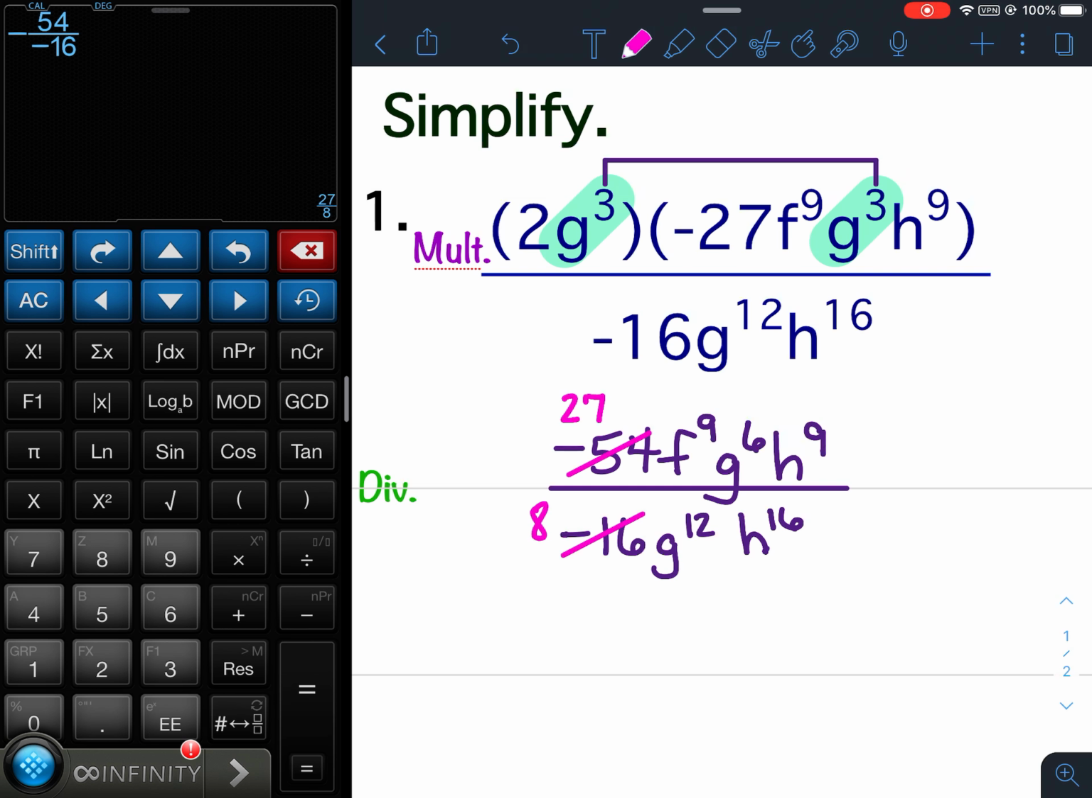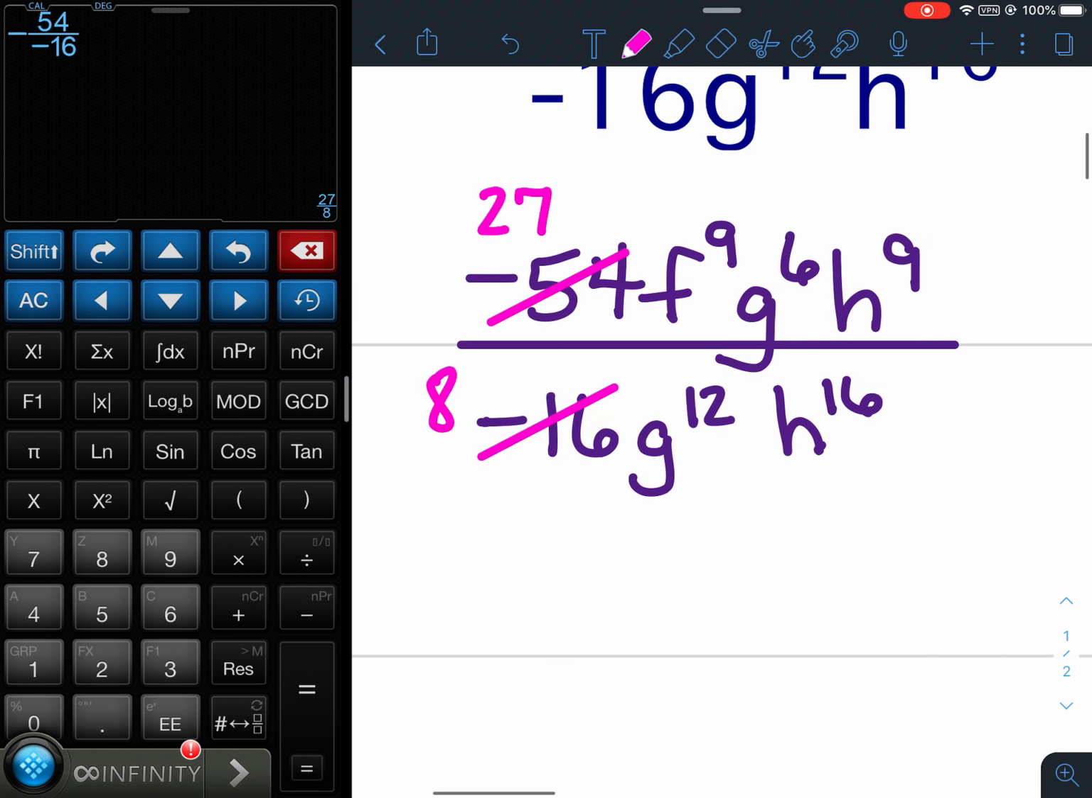All right, my variable terms. I have g on top and bottom, and I have an h on top and bottom. So I'm going to start with my g terms. G to the 6th has the smaller exponent, so I'm going to completely cross it out. And 12 minus 6 is 6. H to the 9th has the smaller exponent. It gets completely crossed out. And 16 minus 9 is 7.